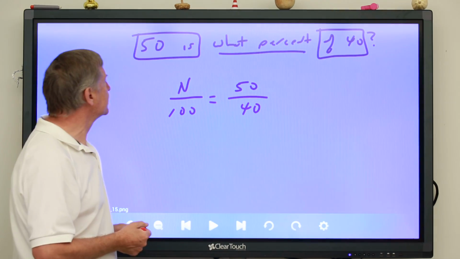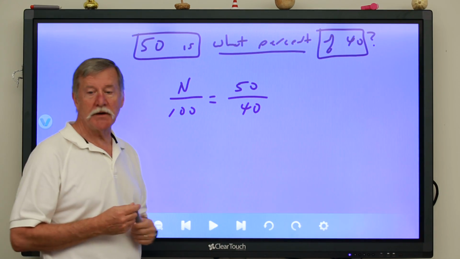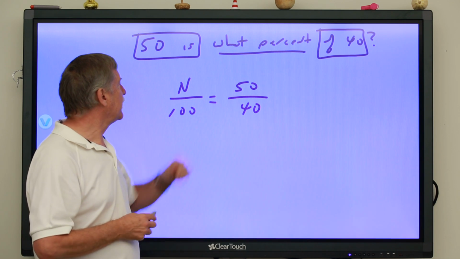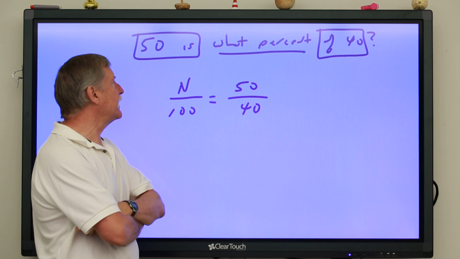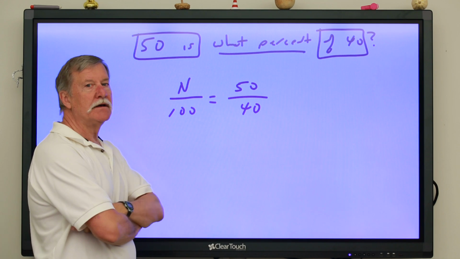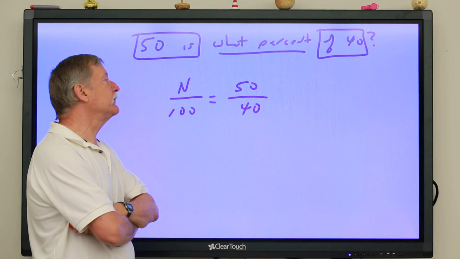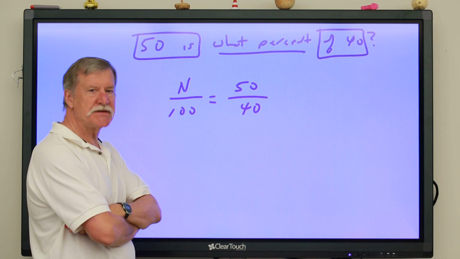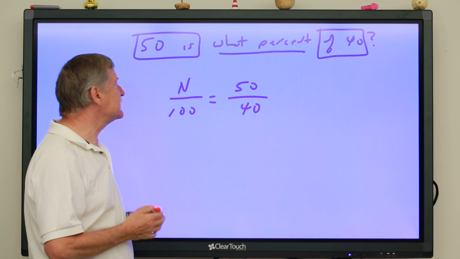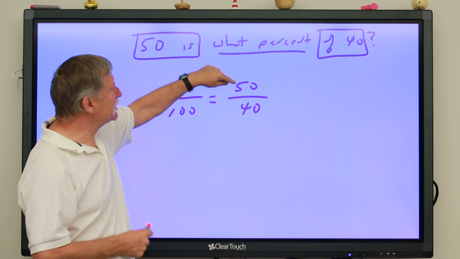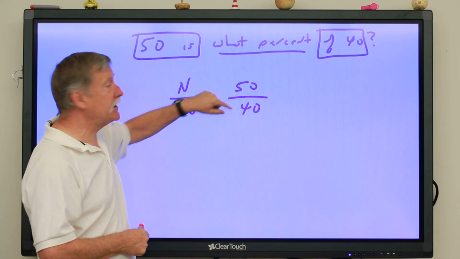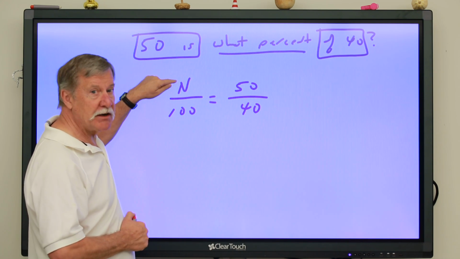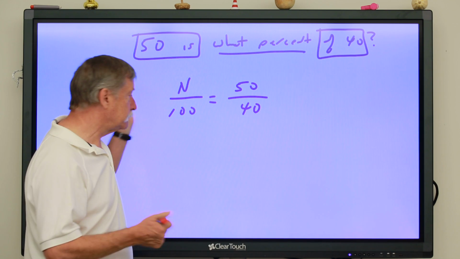an answer that is more than 100%. 5,000 divided by 40, 500 divided by 4 is 125, 125%. Which makes sense because, look, the top number here is bigger than the bottom number there, so the top number here better be bigger than the bottom number there.